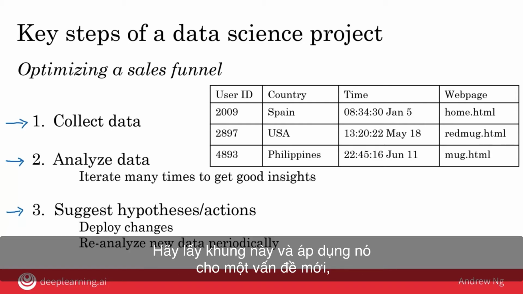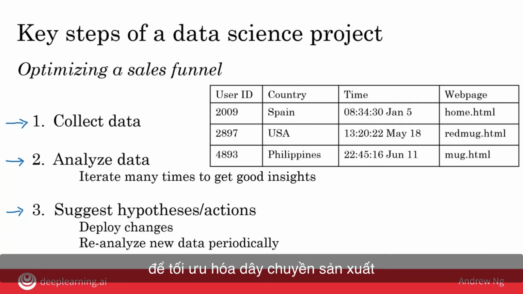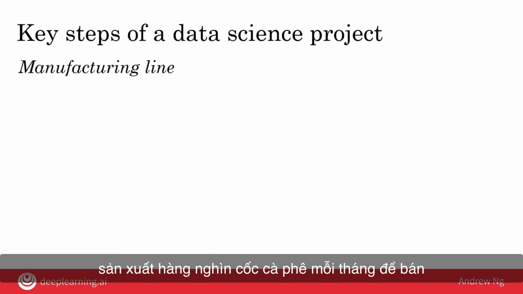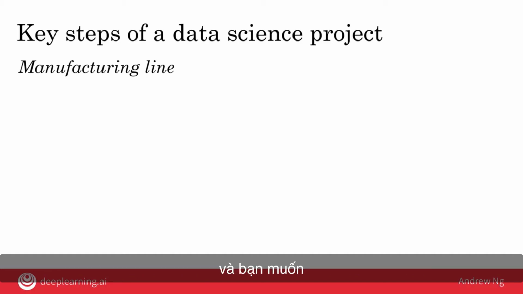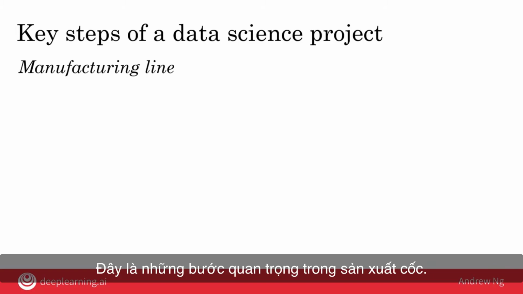Let's take this framework and apply it to a new problem, to optimizing a manufacturing line. And so we'll take these three steps and use them on the next slide as well. Let's say you run a factory that's manufacturing thousands of coffee mugs a month for sale, and you want to optimize the manufacturing line. So these are the key steps to manufacturing coffee mugs.